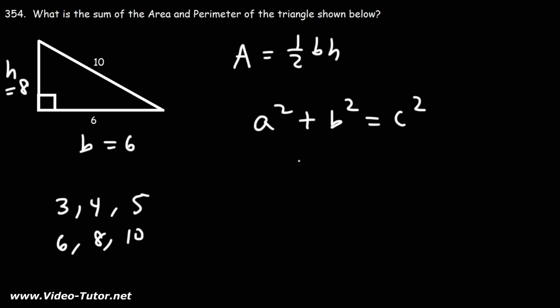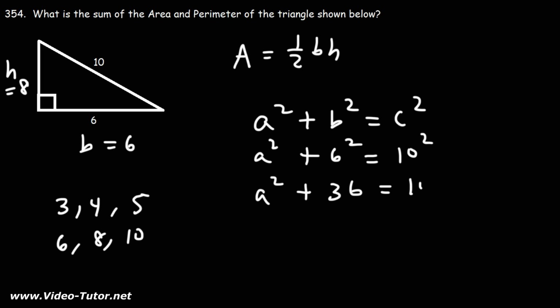A squared plus b squared equals c squared. B is 6. C, the hypotenuse, is 10. Let's find A, which will be the height. 6 squared is 36. 10 squared, or 10 times 10, is 100. Let's subtract both sides by 36.